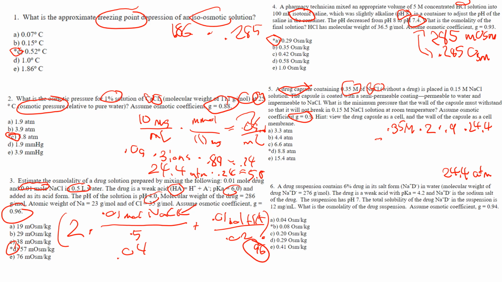Then we need to subtract from the pressure on the outside. This is 0.15. So 0.15, again, it is NaCl. So we have two ions that it'll split into, again, times 0.9 for that osmotic coefficient, times 24.4. When we solve all that through, we get a value of 8.8 atm.